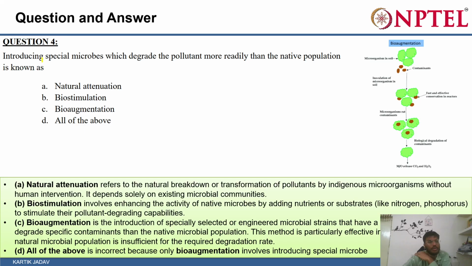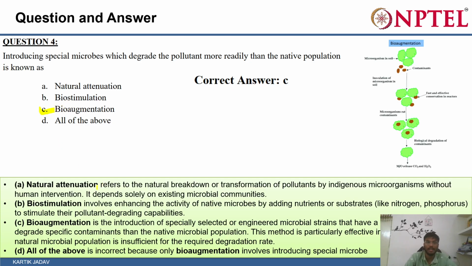Question 4. Introducing special microbes which degrade the pollutants more readily than the native population is known as what? Whenever we introduce special microbes that degrade the pollutants more readily than the native population, that is known as bioaugmentation. Right. The correct answer is option C.